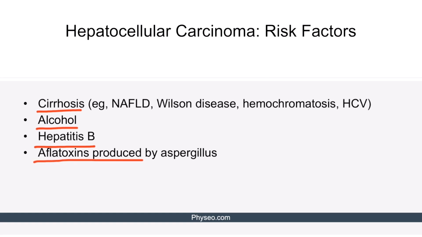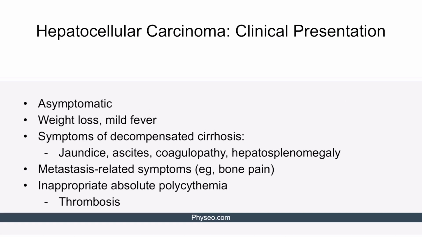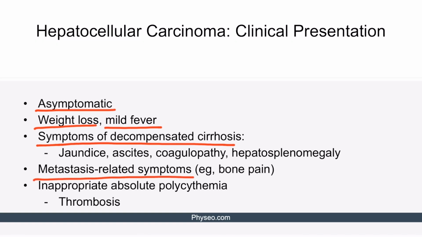Finally, aflatoxins produced by Aspergillus can cause hepatocellular carcinoma. Hepatocellular carcinoma may be asymptomatic. However, it commonly causes nonspecific symptoms like weight loss and mild fever. Most patients with hepatocellular carcinoma present with signs of decompensated cirrhosis such as jaundice, ascites, coagulopathy, and hepatosplenomegaly. Additionally, the patient may complain of metastasis-related symptoms such as bone pain.